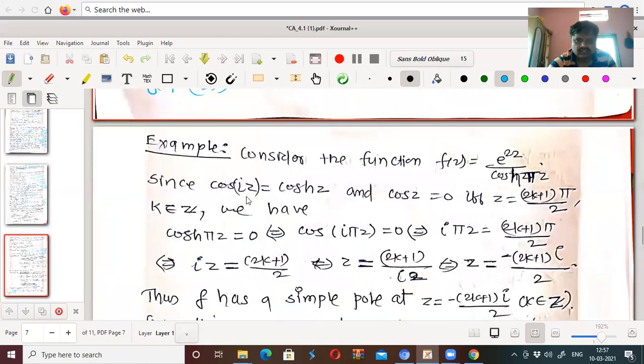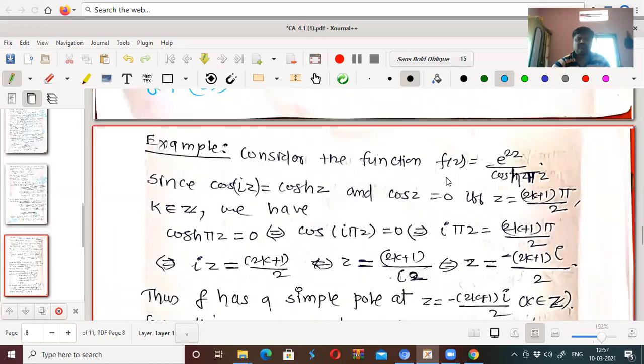We have one more example also. Consider the function f of z equal to e to the power 2z upon cos h pi z. We know that cos hz is related to cos iz. There is a relation between the hyperbolic and this function, because cos hz is e to the power z plus e to the power minus z divided by 2.